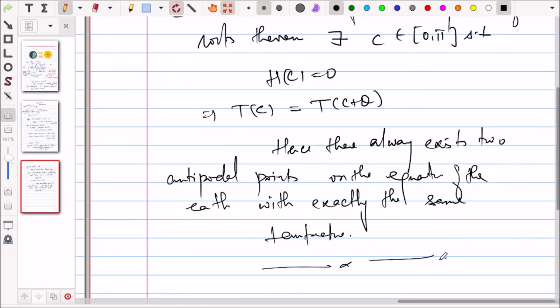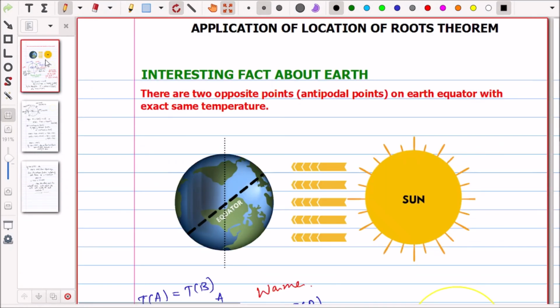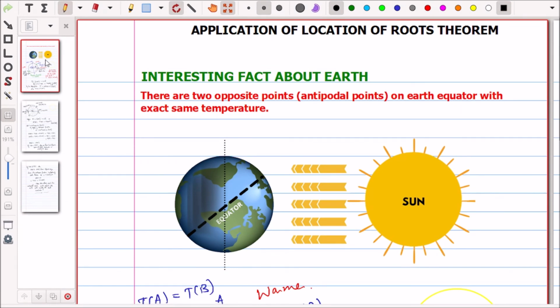So this completes the proof of this interesting and simple fact that there exist two antipodal points on the equator of the earth with exact same temperature, and this is a very simple application of location of roots theorem. So we see that mathematics can be applied in very unexpected ways. We are able to prove this very interesting fact using our simple location of roots theorem. So this much is there in this video.